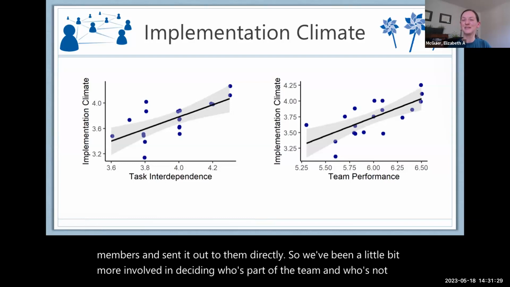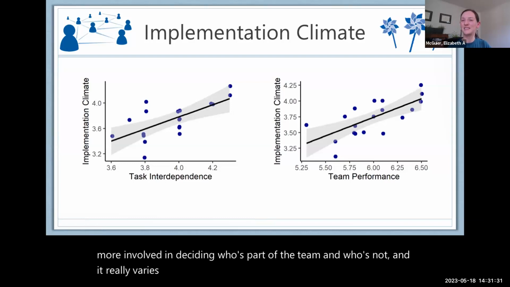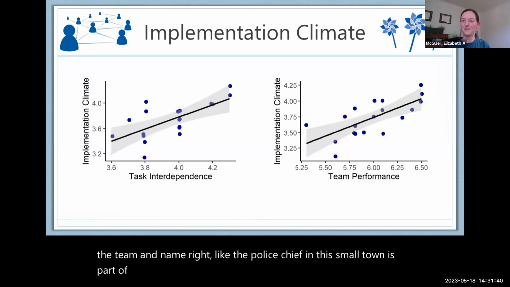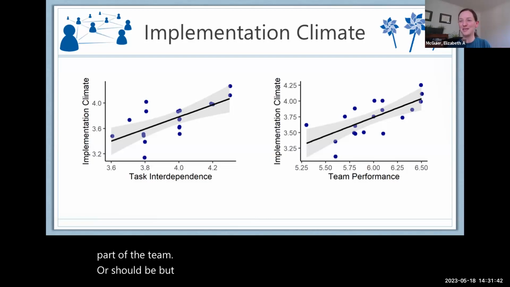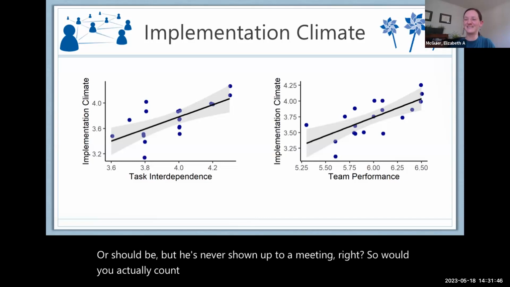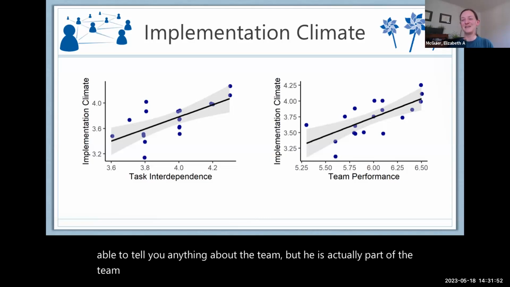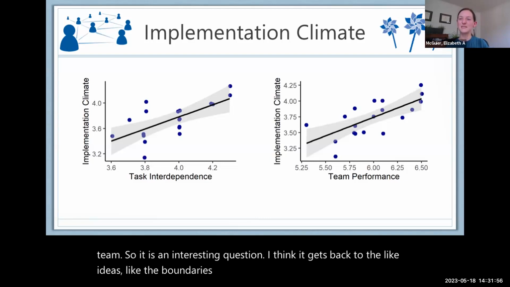And it really varies, because sometimes you have people who are part of the team in name, right? Like the police chief in this small town is part of the team, or should be, but he's never shown up to a meeting, right? So would you actually count him? Well, not really, because he wouldn't be able to tell you anything about the team, but he is actually part of the team. So it is an interesting question. I think it gets back to this idea of the boundaries around teams.